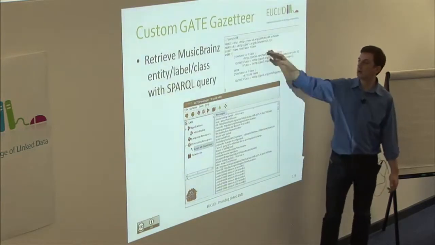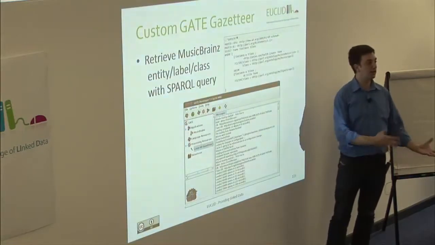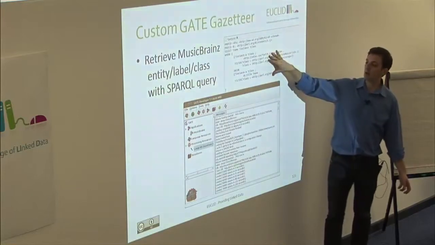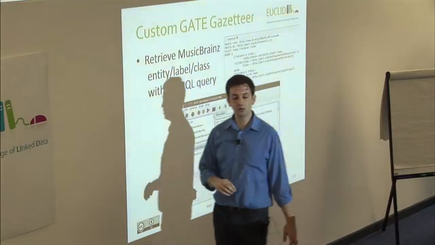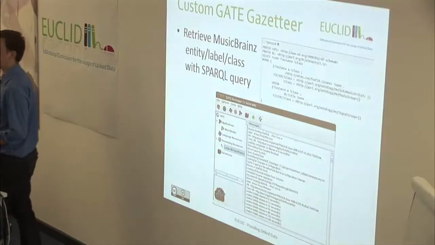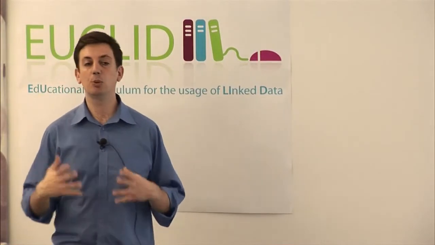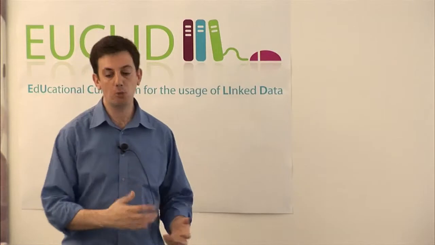Okay. So underneath that is a query that you can just go run against the Euclid MusicBrainz endpoint. If you run that query within gazetteer construction for the large knowledge base gazetteer in Gate, you can build a gazetteer that will go through text and be more accurate than any of those open services.